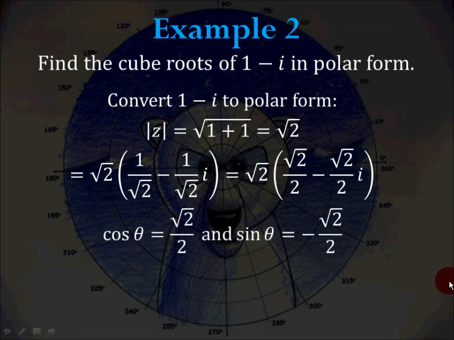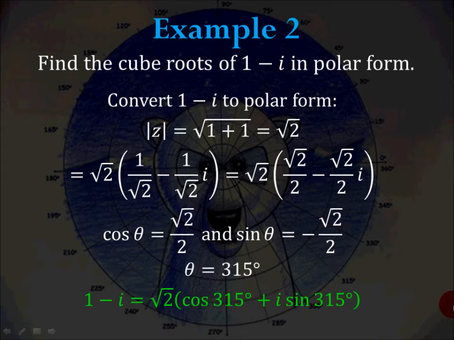So, in this case, cosine of theta is radical 2 over 2. The sine of theta is negative radical 2 over 2. We have a 4th quadrant angle. So, our reference angle is 45, which means our theta is 315. So, 1 minus i happens to equal radical 2 cosine 315 plus i sine 315. Now, what do we do here? Each root that we cube has to equal this amount, because this is the number we started with. So whatever root we take to the 3rd power has to equal this number in green.